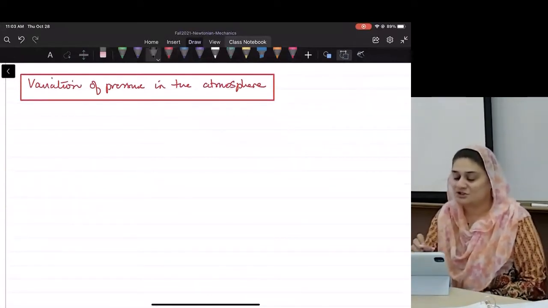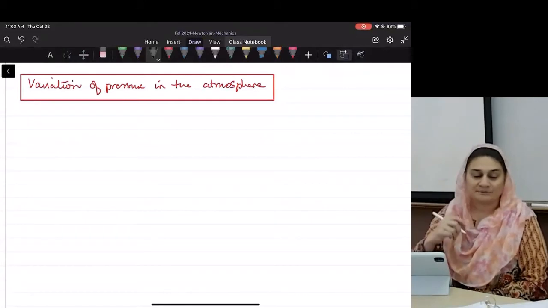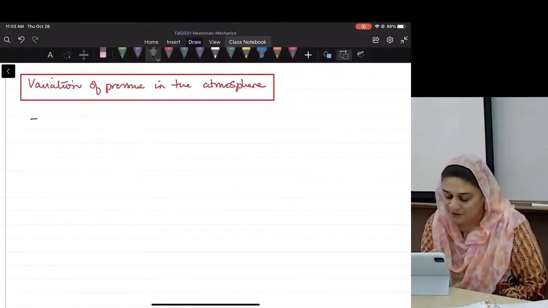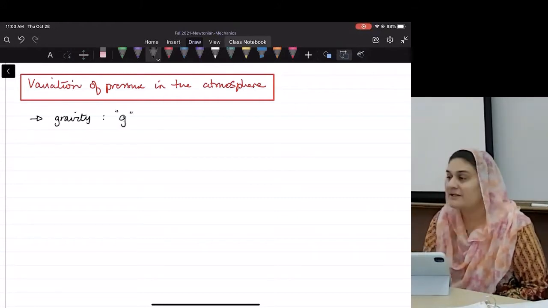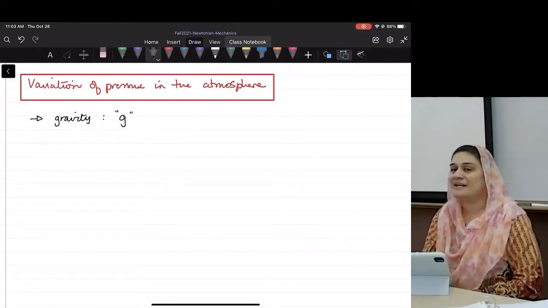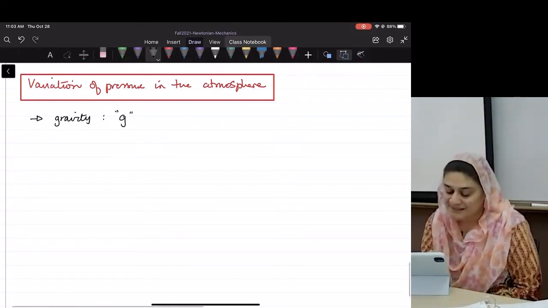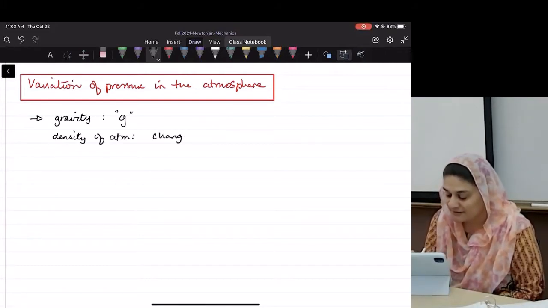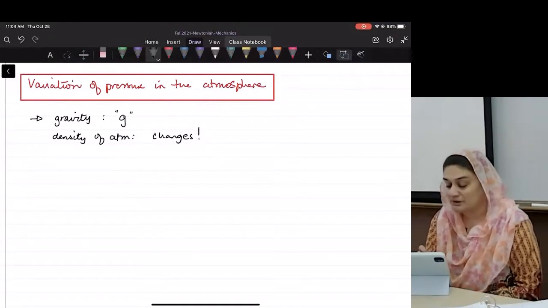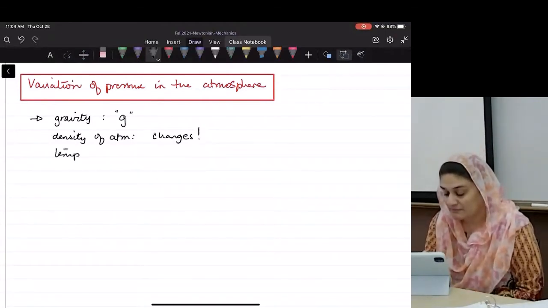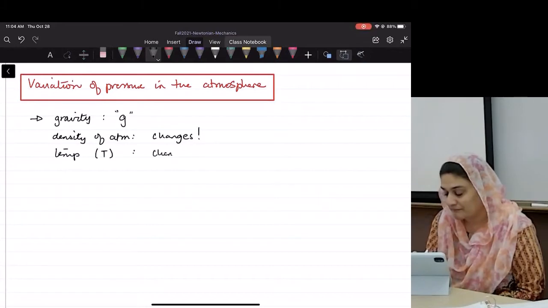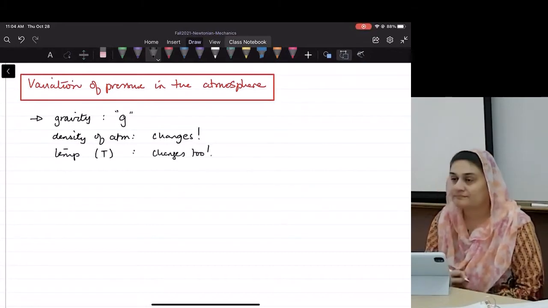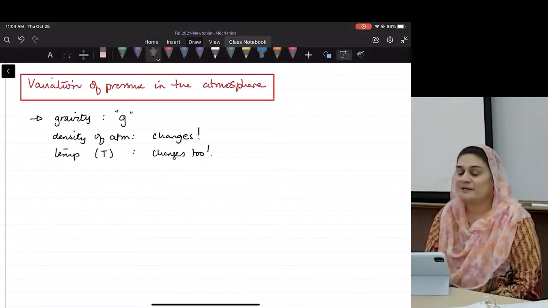So what are the things that change when we go higher up? Well, one thing we know as we go higher up, its gravity will change. Acceleration due to gravity will change as we go up. The density of the atmosphere changes significantly. Temperature also changes, right? Now, how do we handle situations like this?